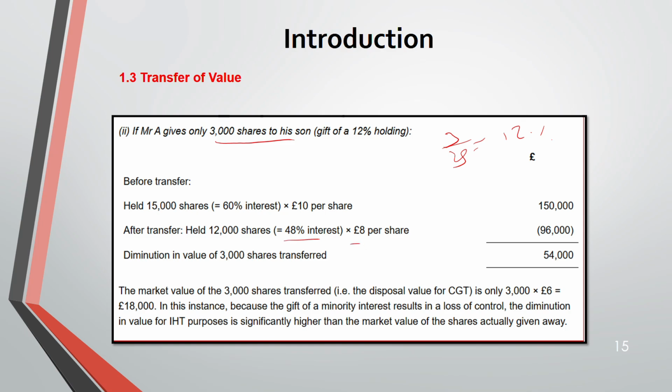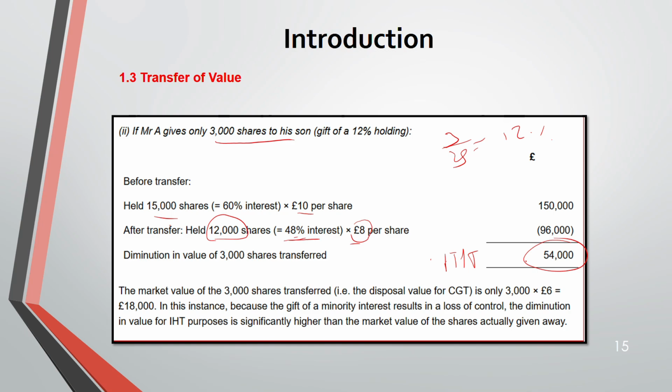So you see, you are holding 15,000 shares at 10 before the transfer. After transfer, you will have 48% because you are giving away 12%. That means 3,000 shares you are giving. So from 15,000, 3,000 shares went, you are left with 12,000. This will be at 8 at 48% interest. So the difference is this. On this you have to pay IHT, inheritance tax.